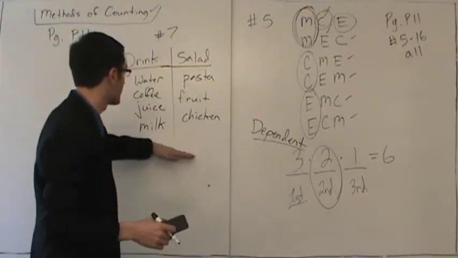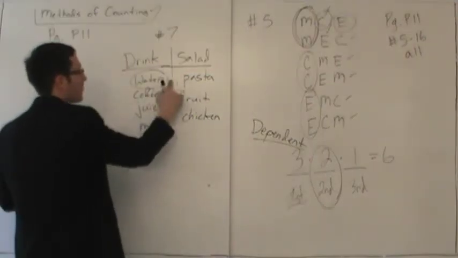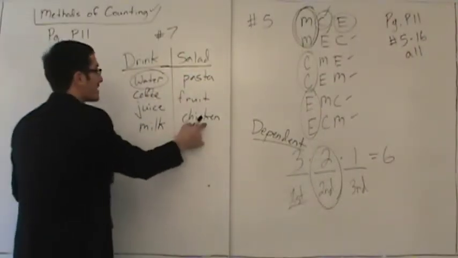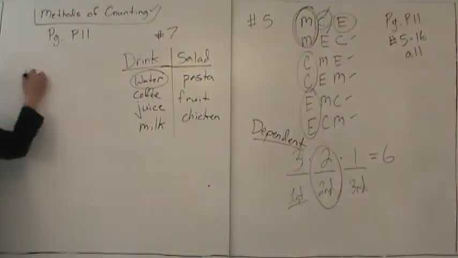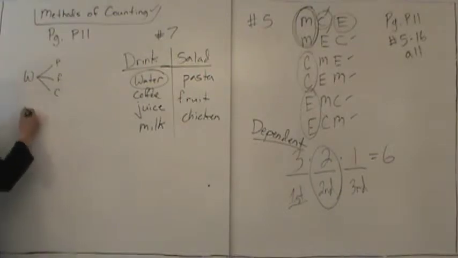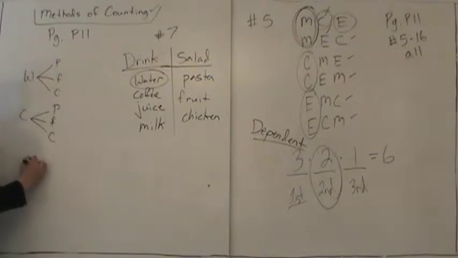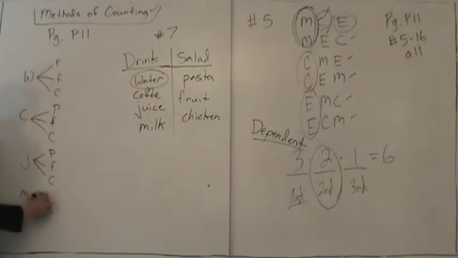Now, I'm going to diagram this slightly differently. Question, could we have water and pasta? Yes. Could we have water and fruit? Yes. Water and chicken? Yes. Let's diagram this. You can have water and 3 different options: pasta, fruit, or chicken. Could you have coffee? Yes. You could have coffee and pasta, coffee and fruit, coffee and chicken. Could you have juice? Yes. Juice and pasta, juice and fruit, juice and chicken. What else? Milk. Milk and pasta, milk and fruit, milk and chicken.